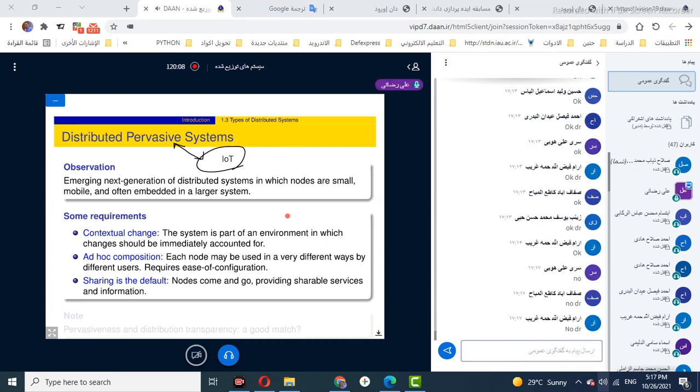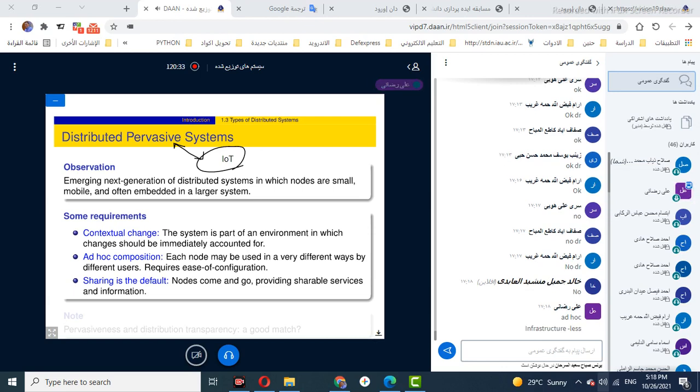The second requirement is ad hoc composition. It means in most cases we don't have, you know, what is the meaning of ad hoc? Ad hoc means infrastructure-less: a system or topology that does not have an infrastructure.